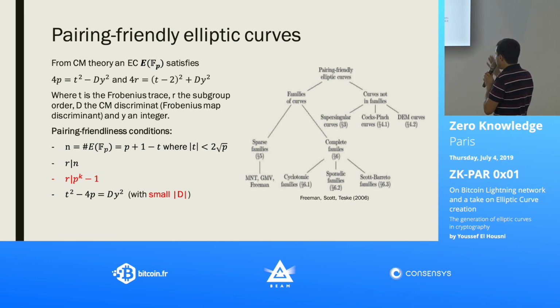There is a nice paper by Freeman et al. about pairing-friendly elliptic curves. This is a family of pairing-friendly elliptic curves. I'm going to talk about two of them maybe, Cocks-Pinch and MNT, because they are used recently in recursive ZK-SNARKs. Cocks-Pinch, I think, is the most flexible one with respect to the embedding degree, and MNT are the first ones, I think, to propose families of elliptic curves that are pairing-friendly.